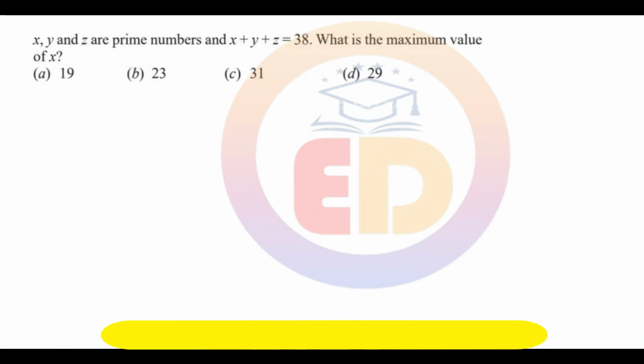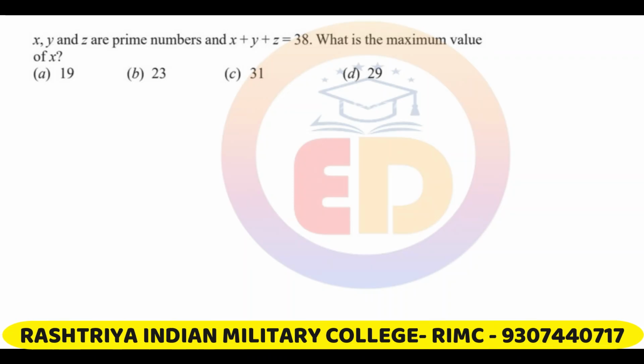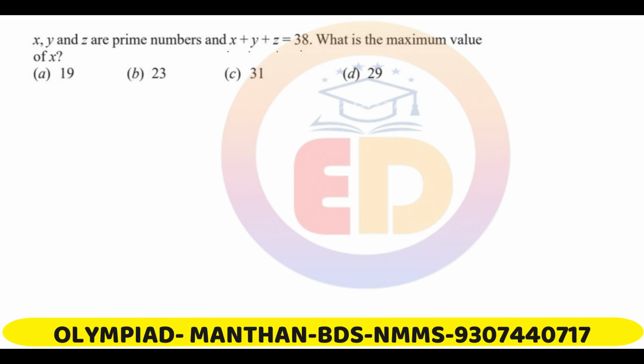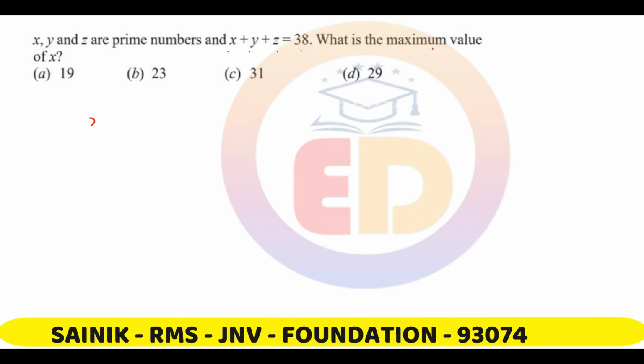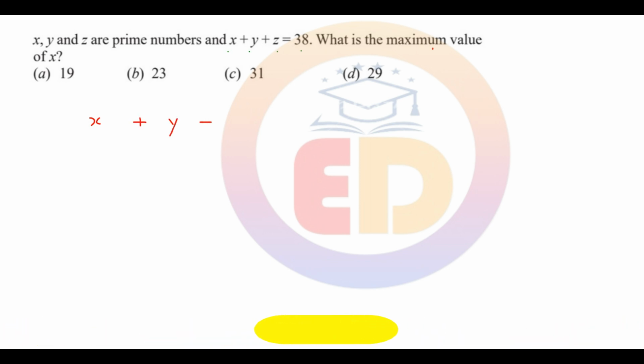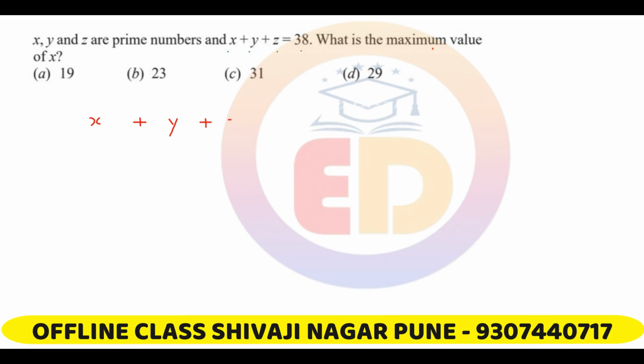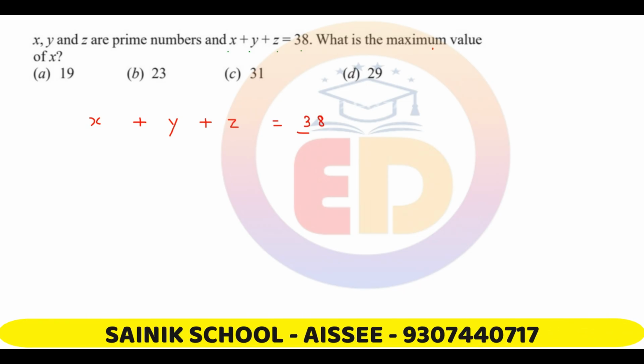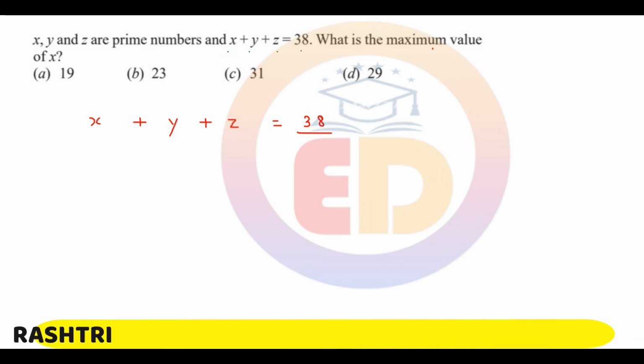Question says x, y and z are prime numbers such that x plus y plus z is 38. What is the maximum value of x? Now we can get 38 by many combinations, but the condition is that x, y and z are prime numbers.